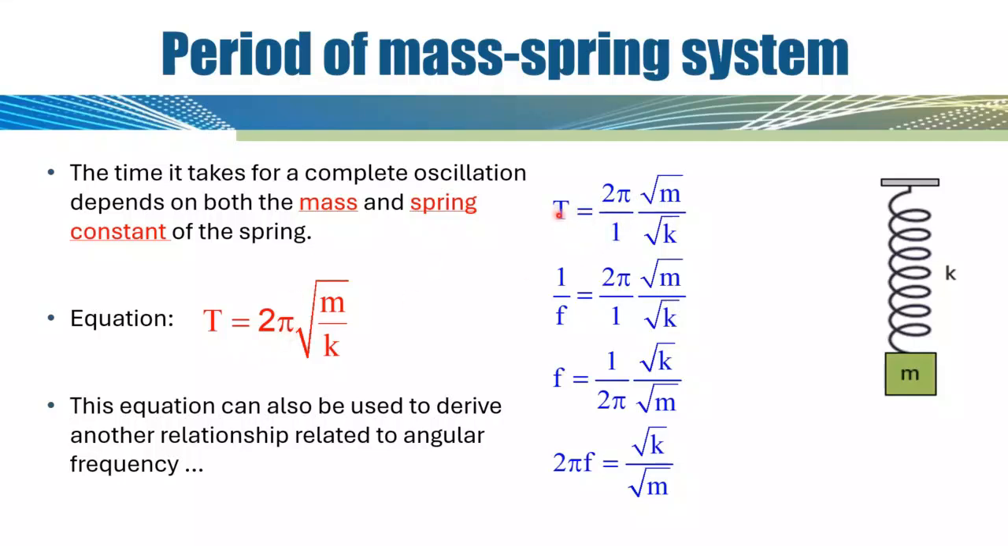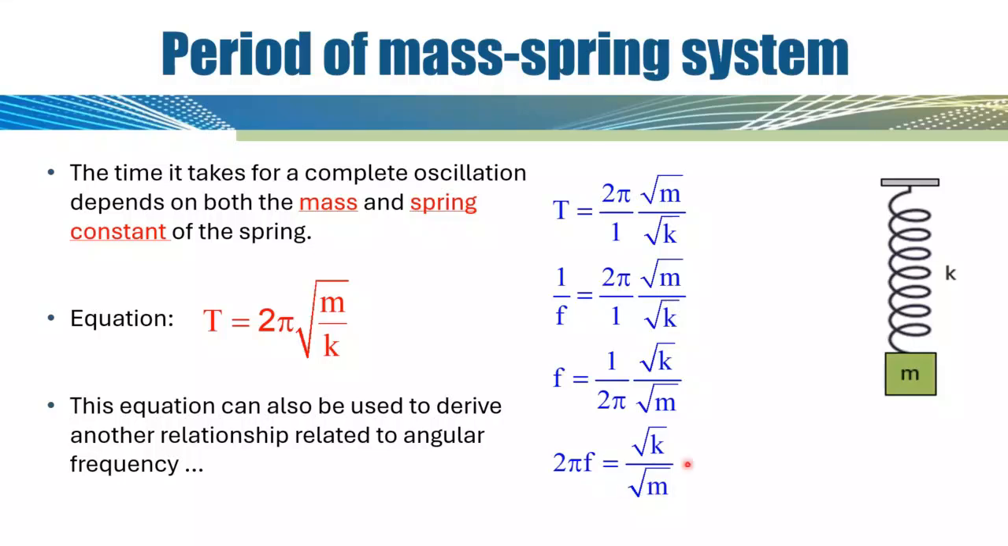We also know that period is equal to 1 over frequency, so I just made that replacement. And so now I'm going to solve for frequency. Frequency is the inverse of the period, so I can multiply by the reciprocal, or I can take this equation here and solve for f by maybe cross multiplying. But either way, you're going to end up with this relationship here. Then I multiplied both sides of the equation by 2 pi. So I ended up with 2 pi f equals square root of k over square root of m.